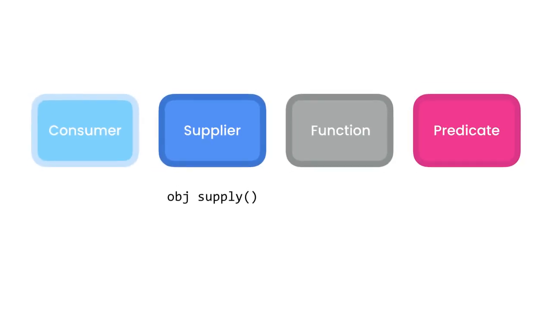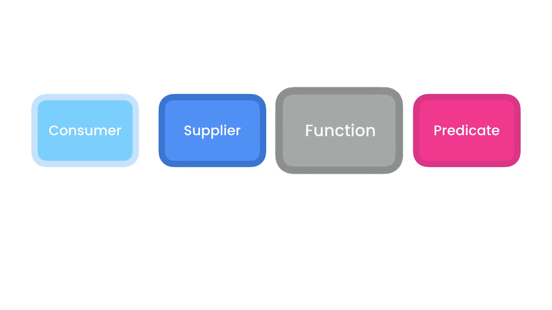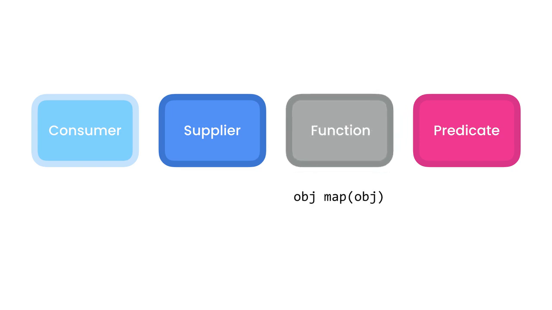The supplier interface is the opposite of the consumer interface. It represents an operation that takes no input and returns a value, so it supplies a value. The function interface represents a function that can map a value to a different value. And the predicate interface represents an operation that takes an object and checks to see if that object satisfies some criteria. We use this in filtering data.